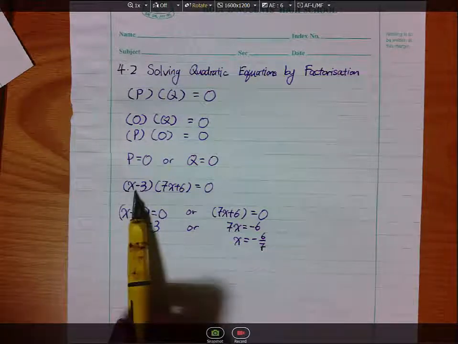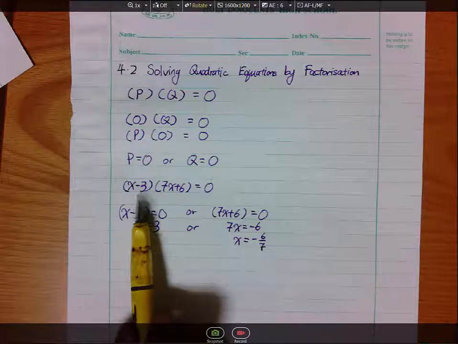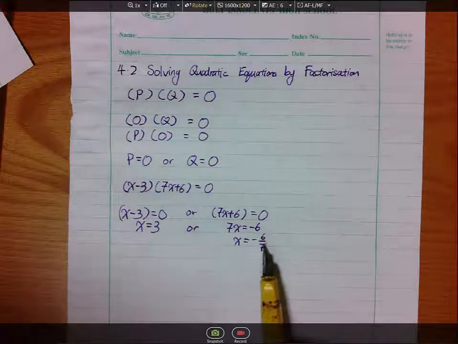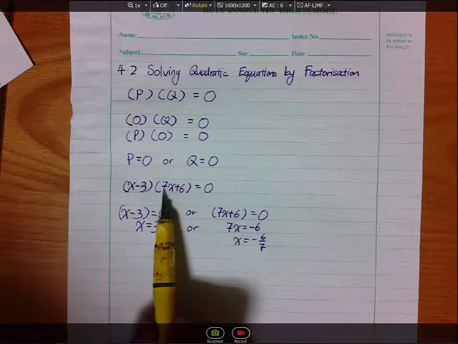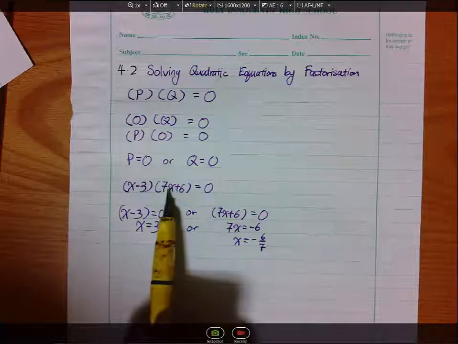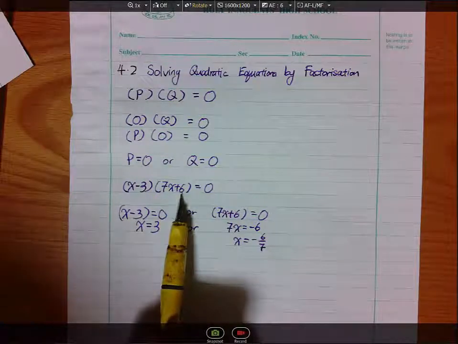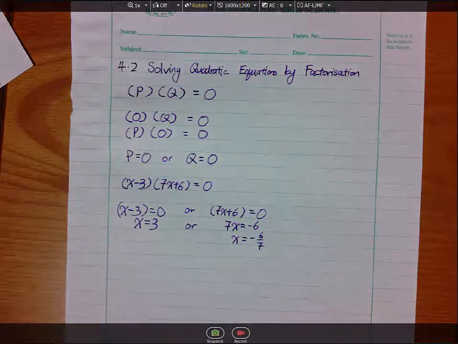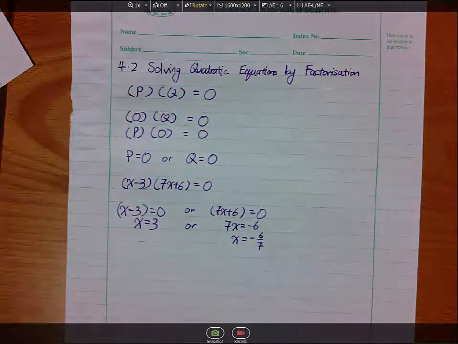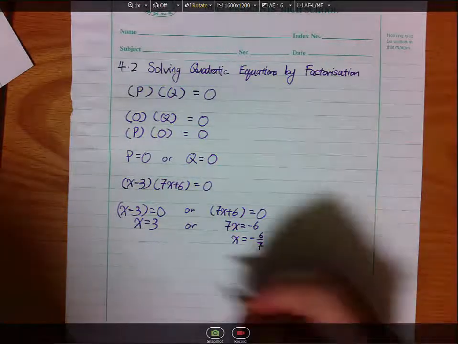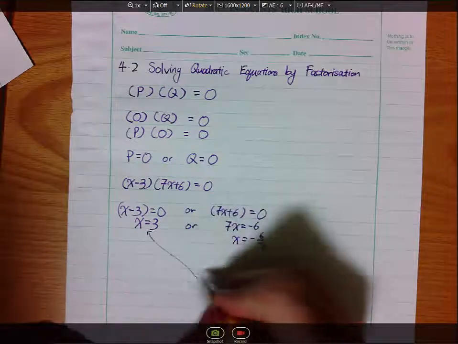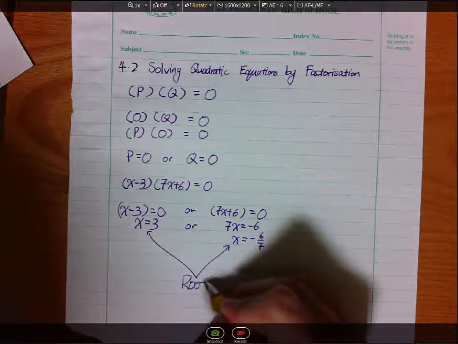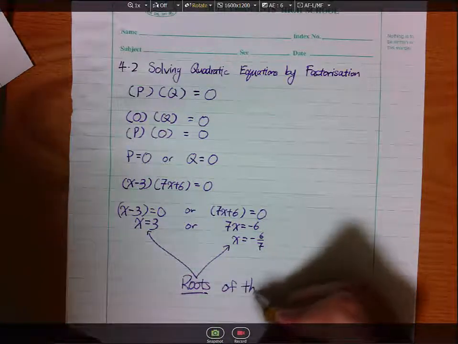If you don't believe me, try. You put x equals 3 into this equation. You get 3 minus 3 is 0. 0 times this, you get 0. Similarly, if you say x equals negative 6 over 7, you put here 7 times negative 6 over 7 is negative 6. Negative 6 plus 6 is equal to 0. 0 times this will also give you 0. Hence, x equals 3 and x equals negative 6 over 7 are the solutions to this equation. These two things are known as the roots of the equation.